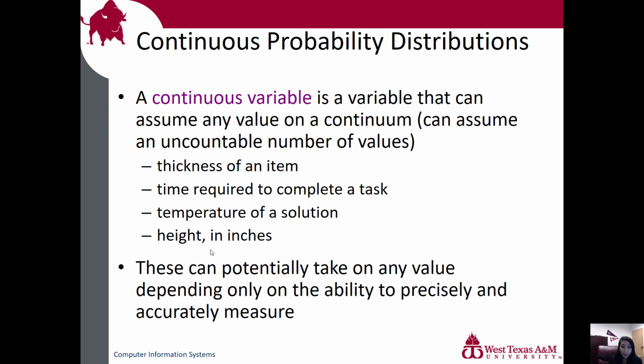A continuous variable is a variable that can assume any value on a continuum. So we can't really count it. It's more of a measurement. So here are some examples of continuous variables. Thickness of an item, if you measure it in millimeters. Time required to complete a task. Temperature of a solution. Height in inches.